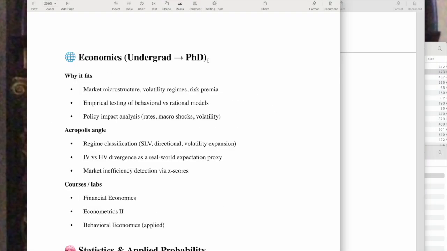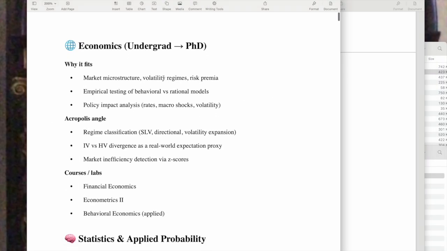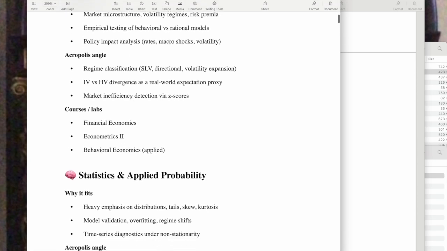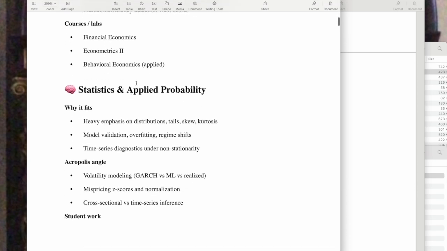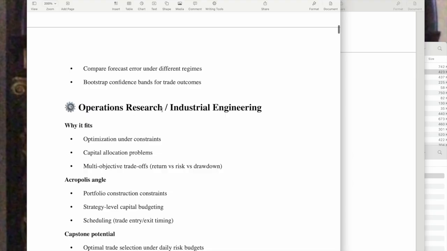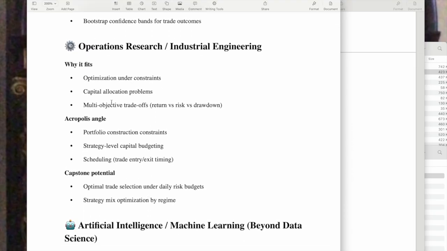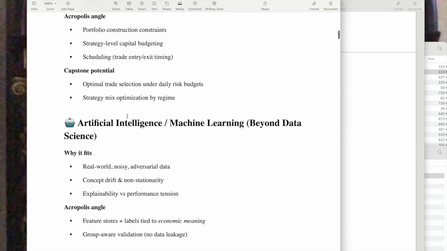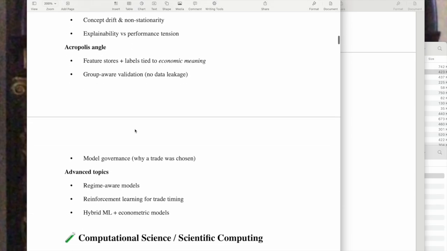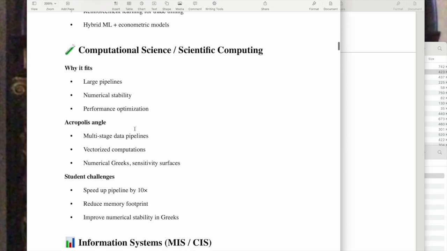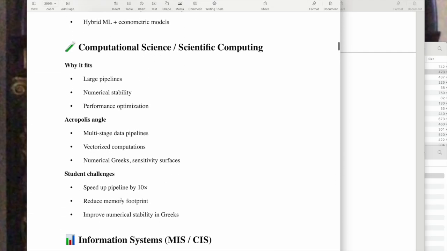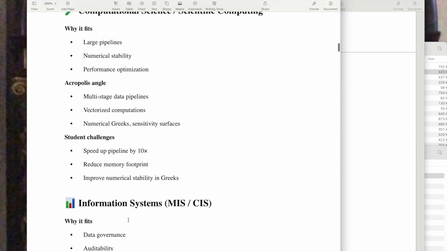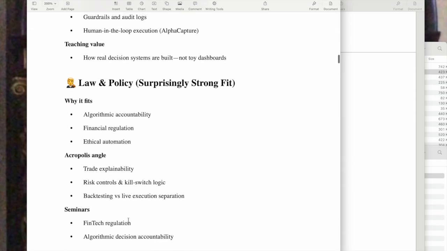We can do this undergraduate and graduate economics. Here's the why. I'd be happy to email this document to you. The statistics and applied probability, operations research, and industrial engineering, capital allocation problems, multiple objective trade-offs. We do this when we're trying to balance our portfolio. AI and machine learning, beyond data science. There's computational science, scientific computing, and then there's just plain Jane information systems.